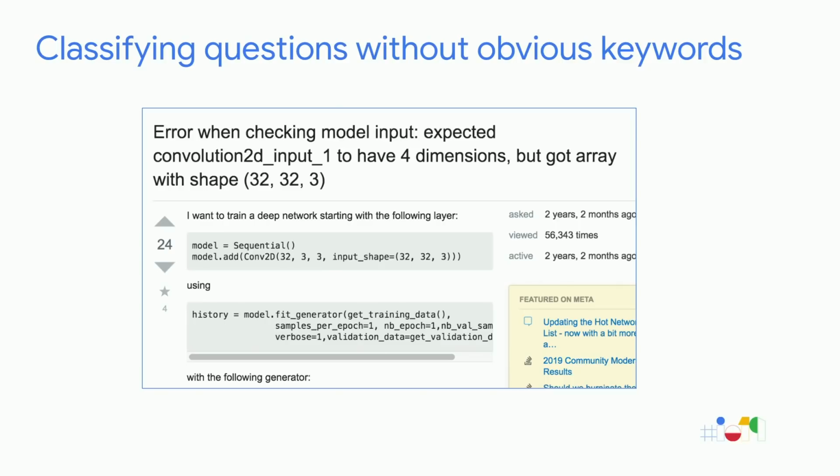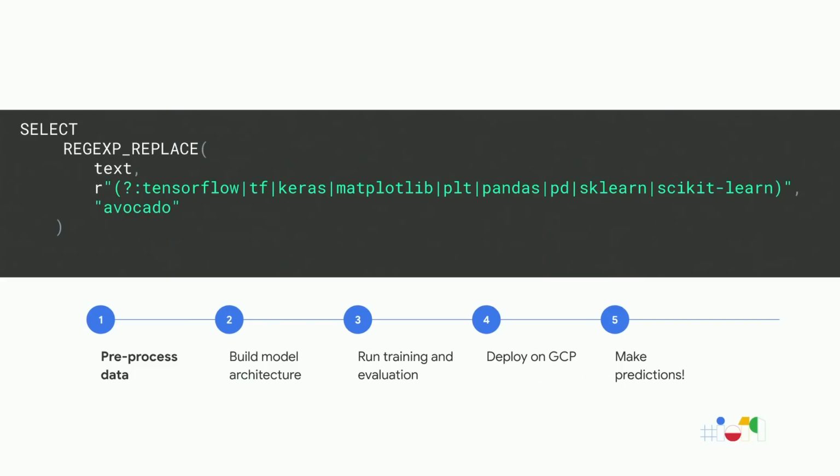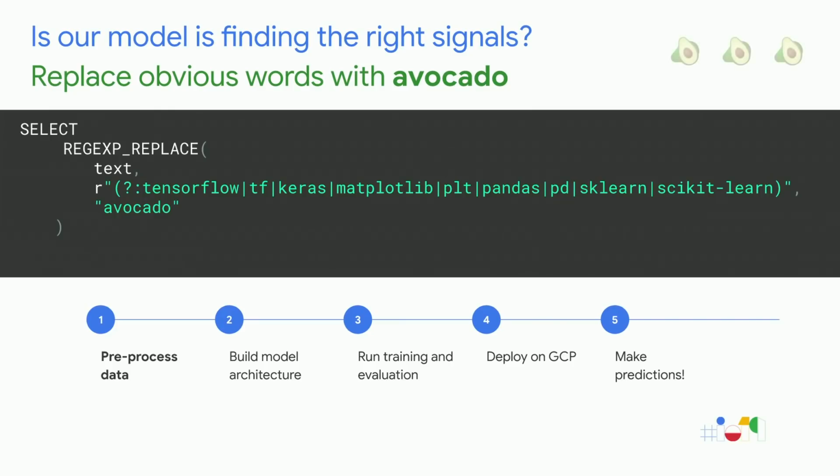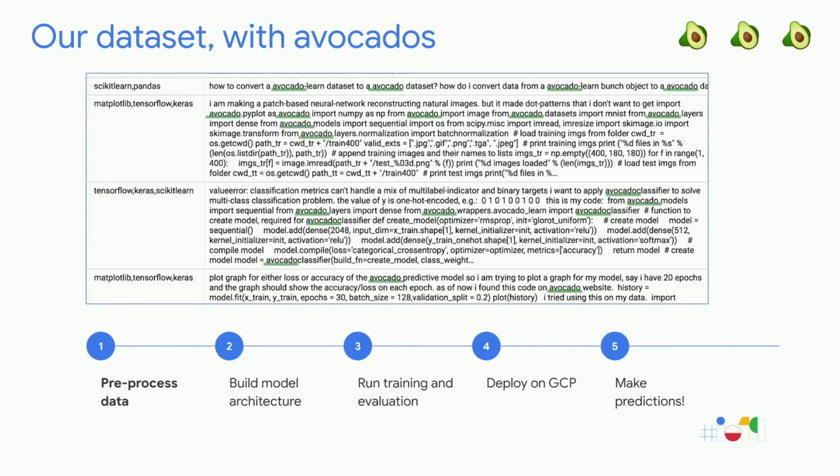So when I was pre-processing the training data, what I wanted to do was take out these obvious keywords. So I thought I could replace them with a common word. And because everybody loves avocados, I replaced all of these words, including abbreviations for the frameworks, with the word avocado. So the result in BigQuery looks something like this. We have our questions. We have avocado predictive models. We have avocado data sets. Lots of avocados everywhere.